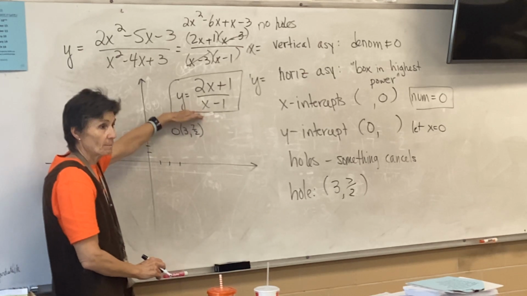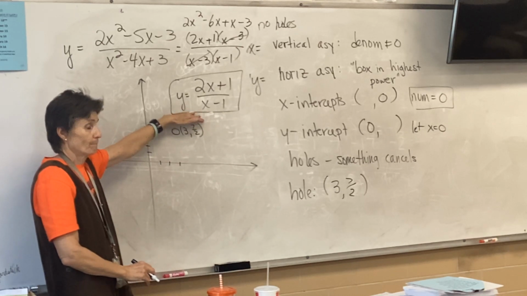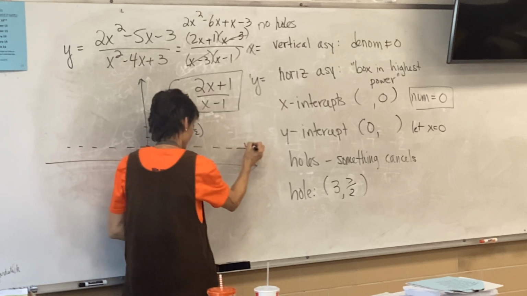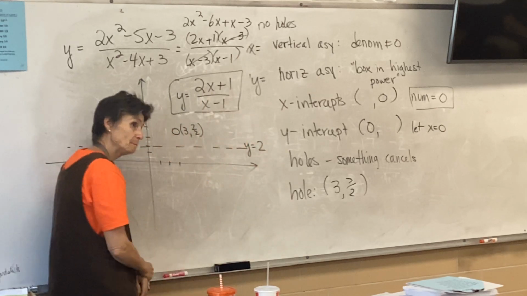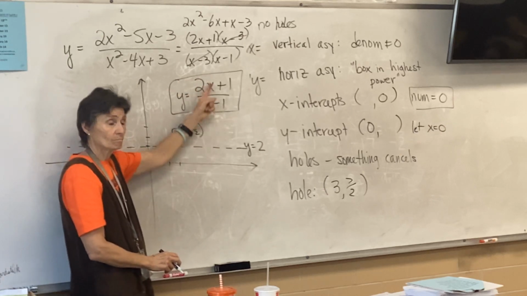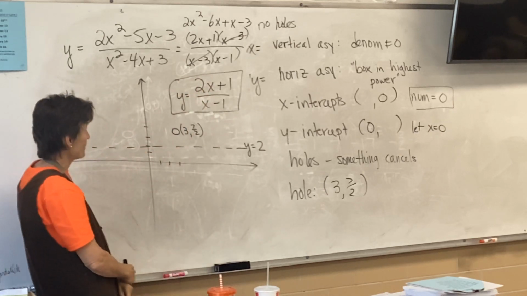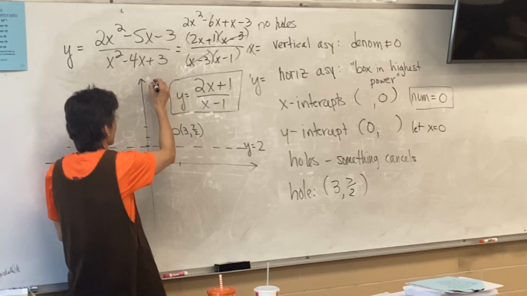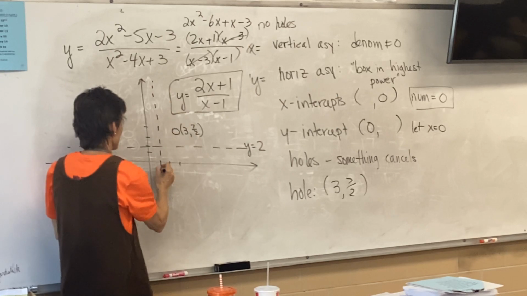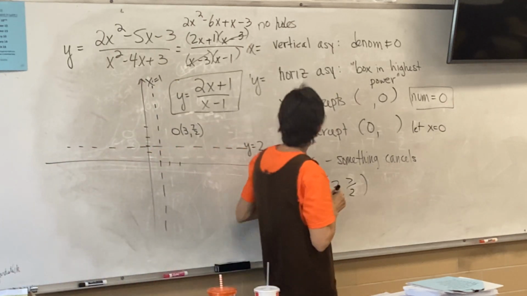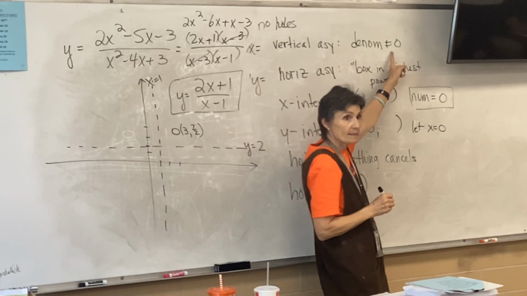Tell me what else I got. Horizontal asymptote of 2. How did you do that? 2 divided by 1. Box them, right? Okay, what else do we have? At 1, very good, x equals 1, perfect. Because vertical asymptotes come where the denominator is 0, right?